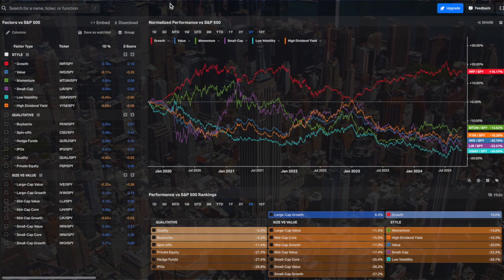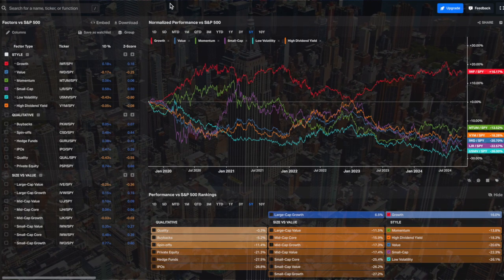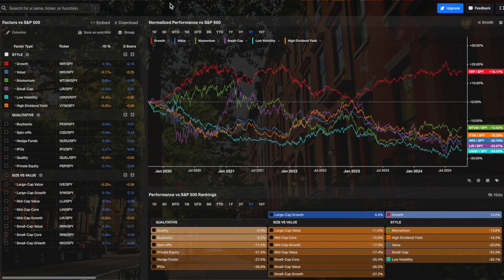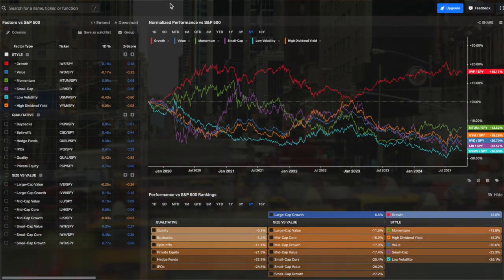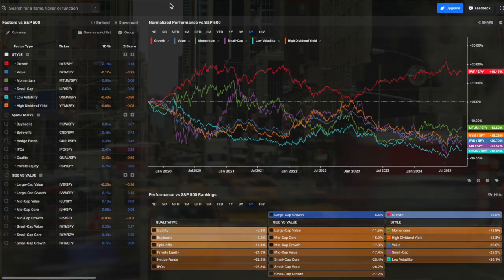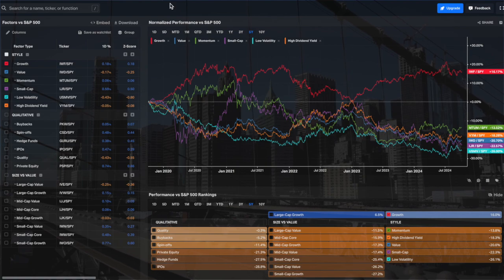So actually, the charts on the screen are not the actual value or performance of each ETF. It's the performance relative to the S&P 500. So there's a big difference there. When you're looking at the chart, this is not how it would have performed if you owned these ETFs. It's only showing how it has performed in comparison, or relative to the S&P 500 here, okay?